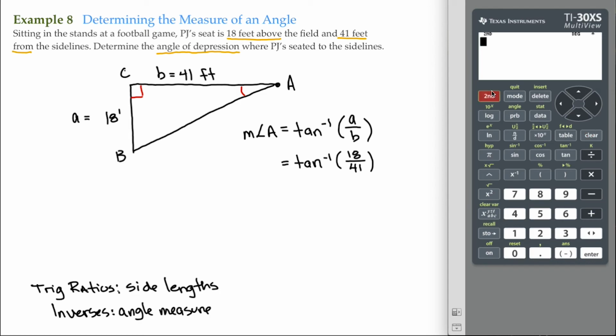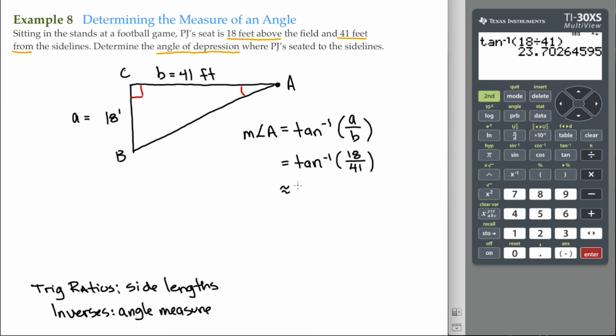So I'm just going to go second tangent. And I'm going to type in the 18 over 41. Close off that parenthesis. And that's approximately 23.7 degrees. So the angle of depression for PJ here is approximately 23.7 degrees. And we got it.